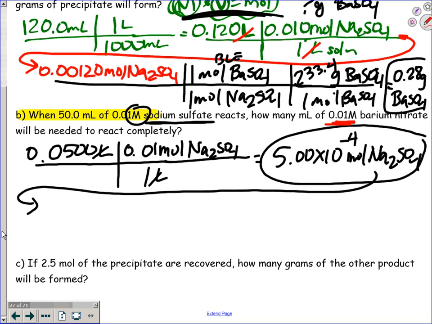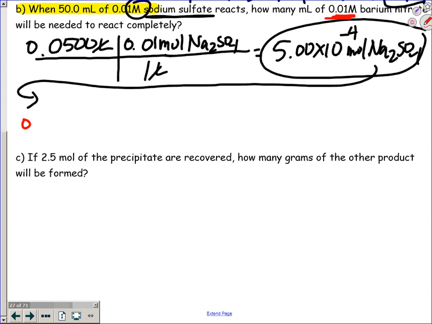Okay, we are going to have to flip this. This is what I'm telling you now, okay? So utilizing this mole, I'm just going to rewrite it just so I can have it all together. 5.0 times 10 to the negative 4th moles of sodium sulfate.